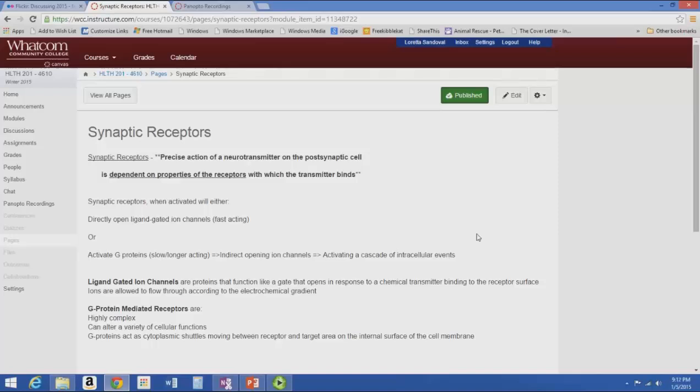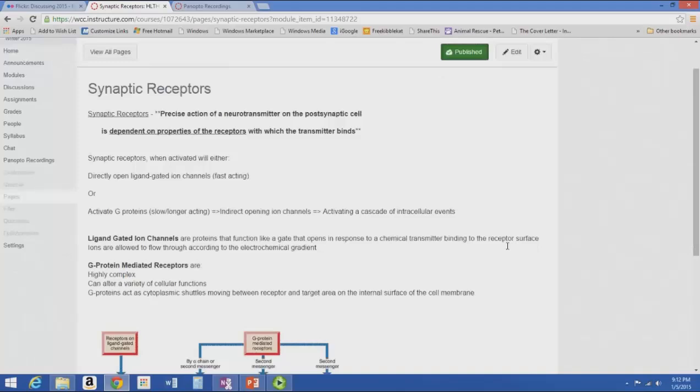Okay, so we talked about this a little bit earlier. We're just reviewing it. Synaptic receptors either directly open ion channels, those are the fast-acting ones, or they activate the G proteins and cause that cascade of intracellular events. So the ligand-gated ion channels, remember ligand is something that binds, they are a gate. So when something binds to it, the gate opens. When the neurotransmitter gets taken up again by the other cell, the gate closes.